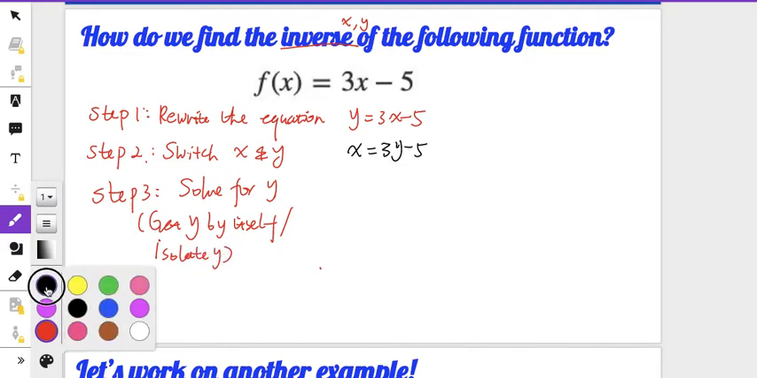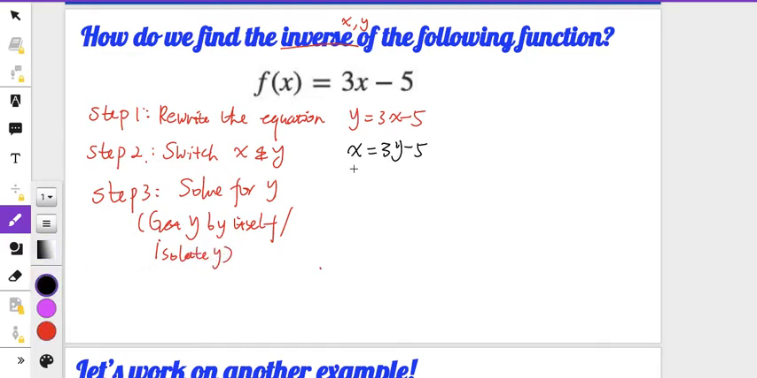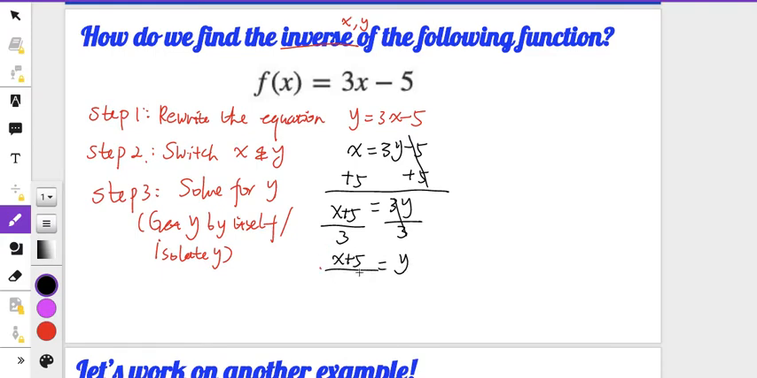So how do we do this? We're going to move everything around y to the other side. Like solving an equation, we use inverse operations to move everything around. First, we add 5 to both sides, and then we copy everything down, so we still have 3 times y. With the inverse operation, we divide by 3 to get this. So now I have y equals x plus 5 divided by 3.